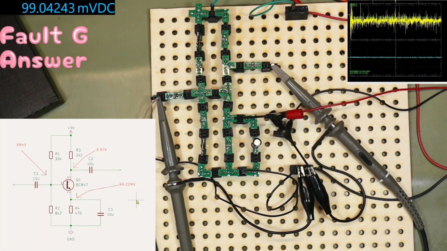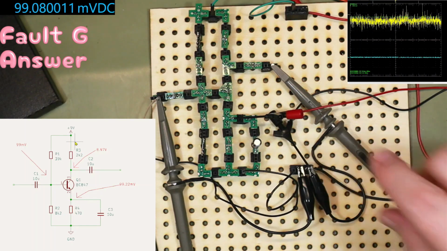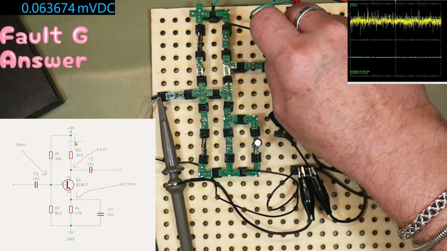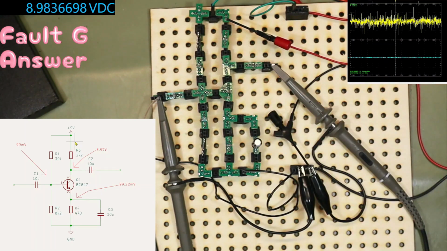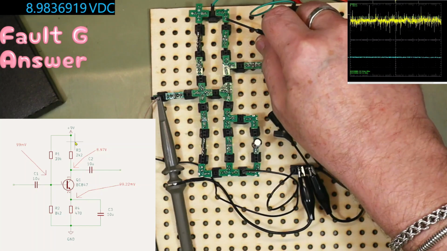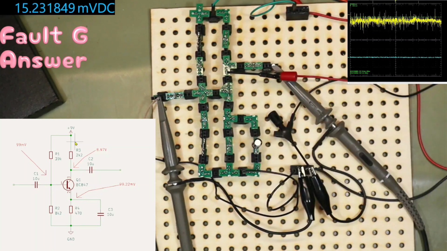So what is that telling us? Well, that's showing that the voltage there is virtually the same as the voltage up there. I think my power supply is running at about 8.97. I'll stick it up there so you can have a look. 8.98. So it is virtually the same as the collector. So we have no current flowing down here.